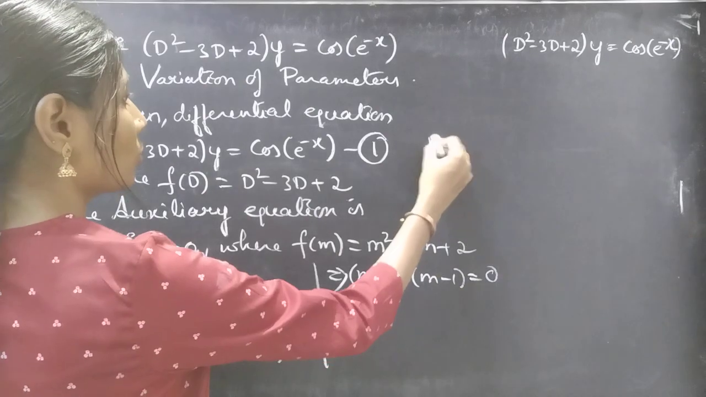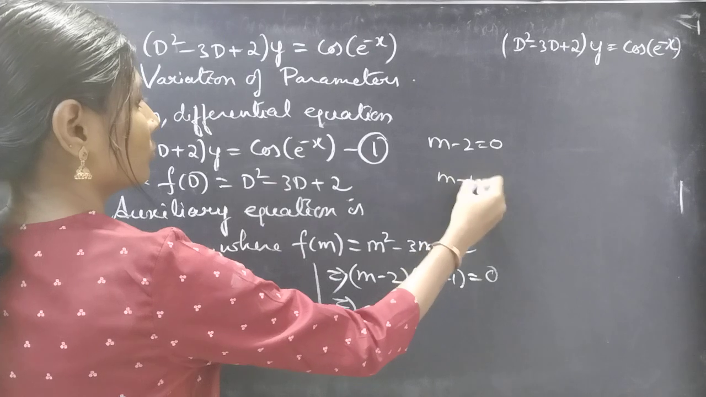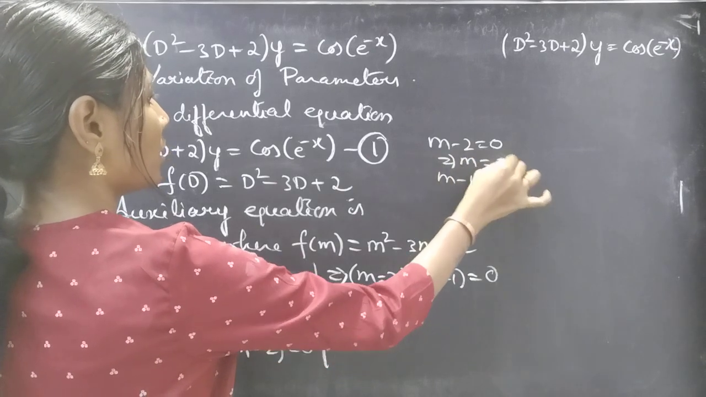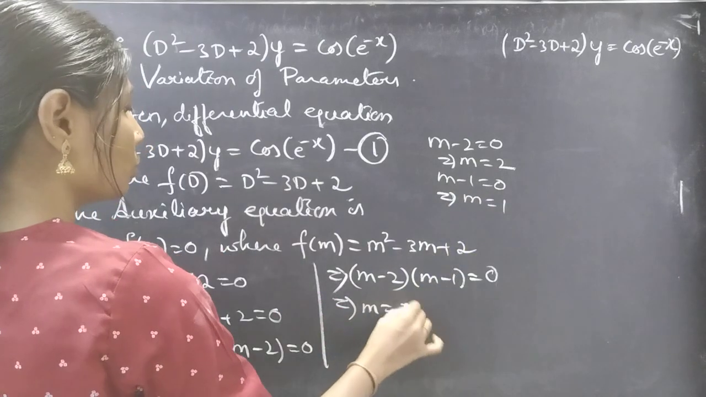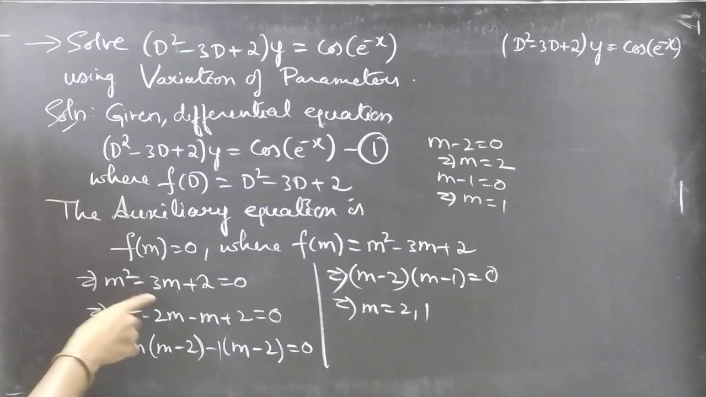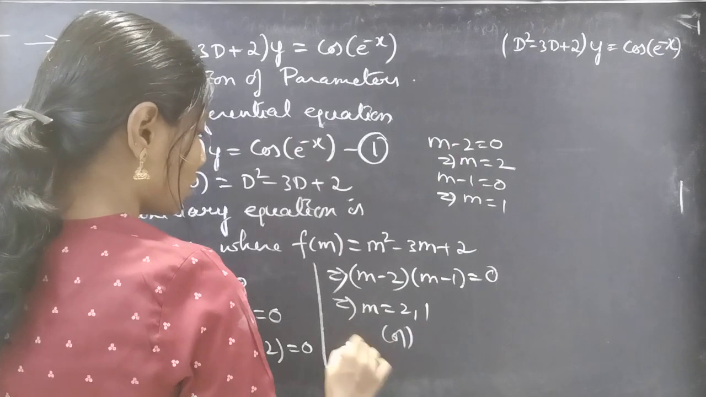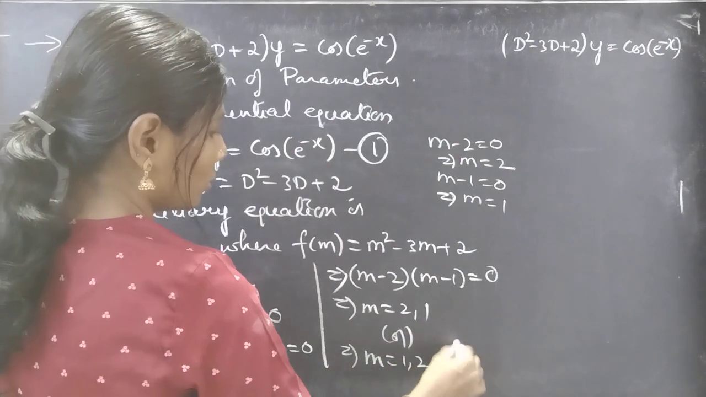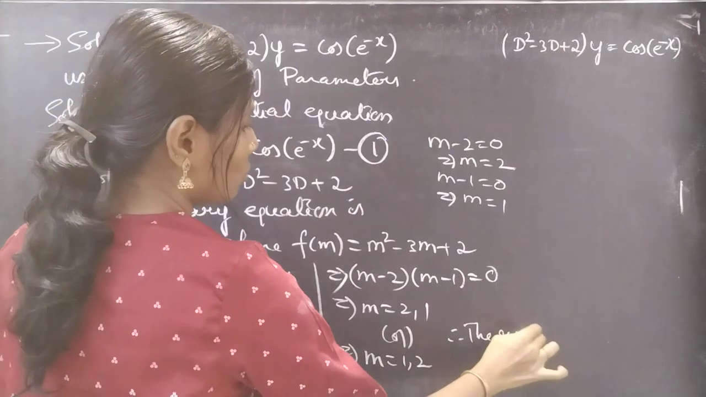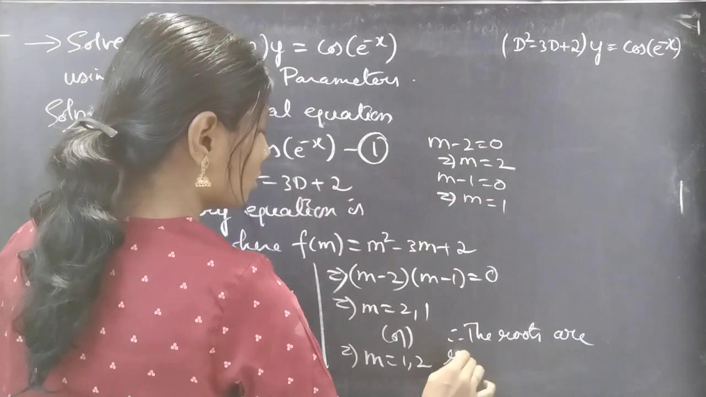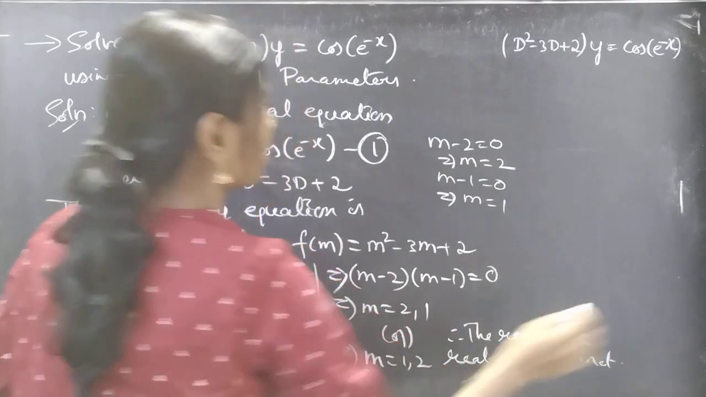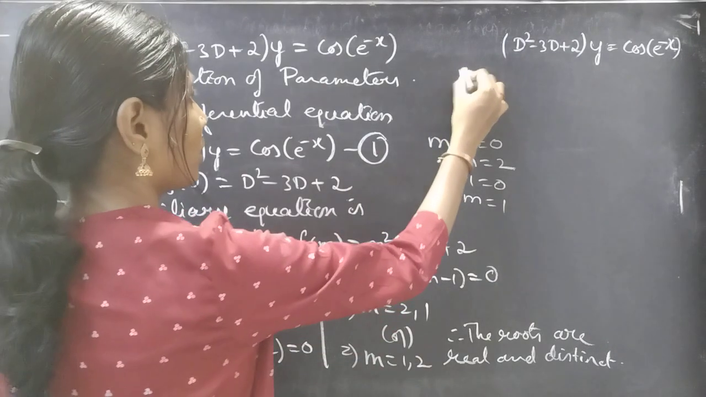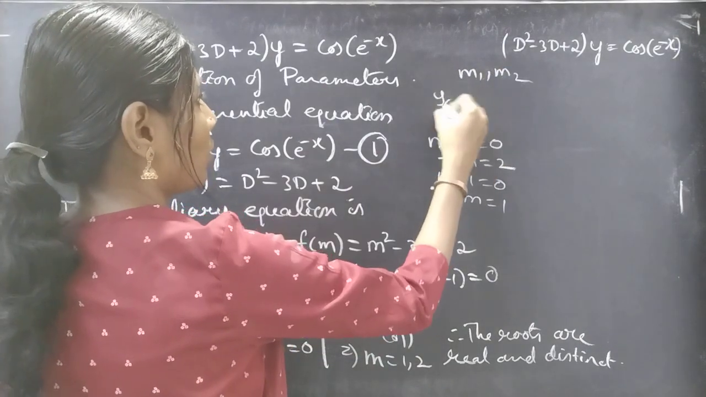Now we equate each factor to 0. When m − 2 = 0, we'll get m = 2. And from m − 1 = 0, we'll get m = 1. Then m = 2 and 1 are the roots of our auxiliary equation, which are real and distinct, or m = 1, 2. Therefore, the roots are real and distinct.